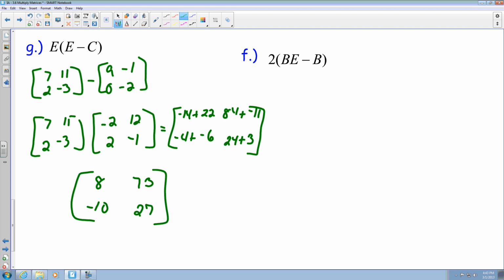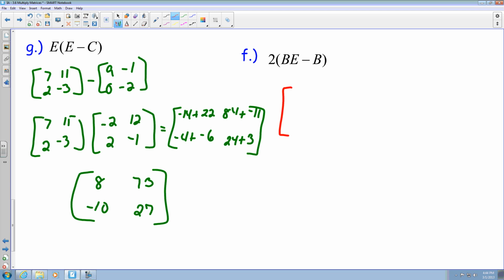Okay, last problem. I have 2 times matrix B times matrix E, minus that one minus matrix B. So first thing I have to do is I must multiply B times E. So if I take B times E, I'm going to change the color again. Let's make it red.